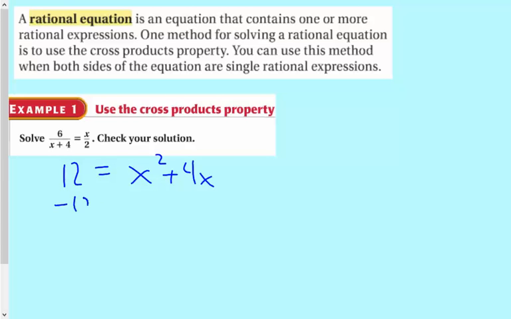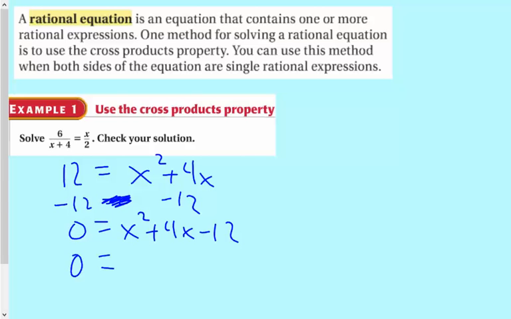Now this is of course a quadratic. And so what I'm going to do is bring everything to the same side, and we're going to solve this quadratic equation. And I'm going to use factoring to do so. So I'm looking for positive 6 and negative 2. So my two solutions are negative 6 and 2.